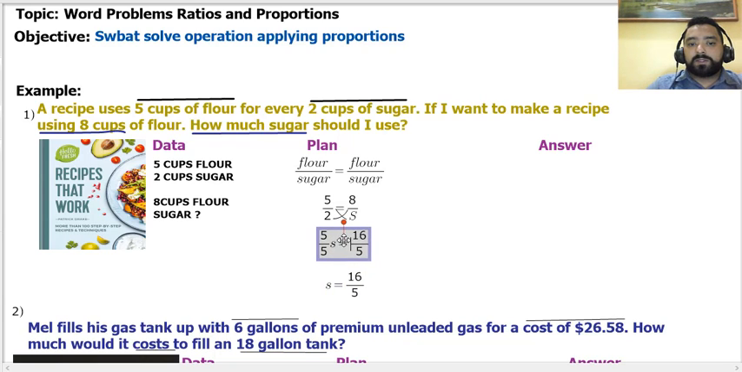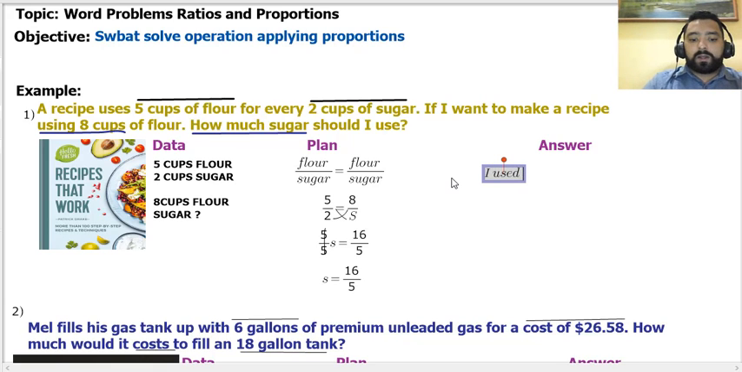Even if you want to convert this one to a decimal, you can do it, but in this case I'm going to leave it as a fraction, and we are going to cancel 5 divided by 5, which gives us 1. Remember, if you have 1x, it's the same as having only x, or 1S is equal to just S, because we understand that the letter S is with the number 1. So at the end, in the answer: how much sugar should I use? I use 16/5 cups of sugar.